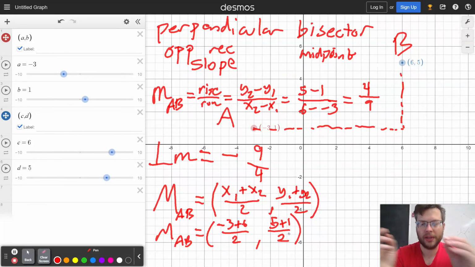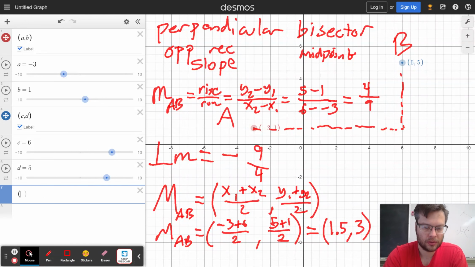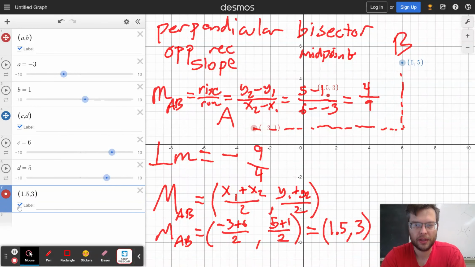Make sure you do the plus on the top before you divide. So the first part becomes 3 divided by 2, 1.5. The second part becomes 6 divided by 2, which is 3. So if I type that in as a point, 1.5 comma 3, you can see that's right there in the middle of the other 2 points. So now I have everything I need to find the perpendicular bisector. I have a point and I have a slope.